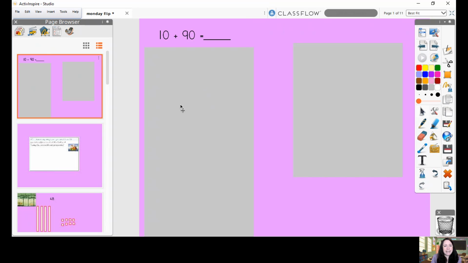It says 10 plus 90 equals. So what we should be spotting straight away is that we've got a 1 here and 9 here. We know that 1 and 9 makes 10, so 10 and 90 is going to make 100. Let's have a look at the next one.